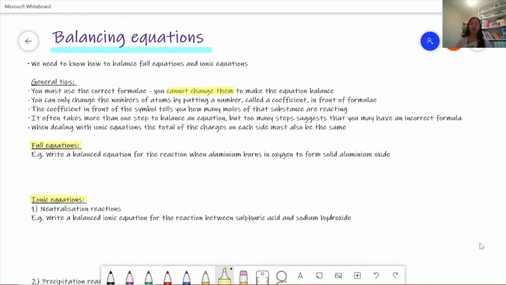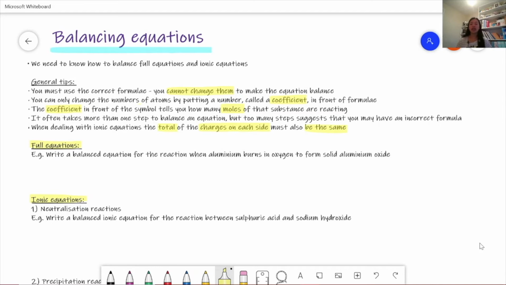And so the rule is that we can only change the numbers of atoms by putting a number which we call a coefficient in front of the formula. And this coefficient in front of the symbol tells us how many moles of that substance we are reacting. And it often takes more than one step to balance an equation, but too many steps will suggest that we might have an incorrect formula. And also, when dealing with ionic equations, the total of the charges on each side must be the same as each other.